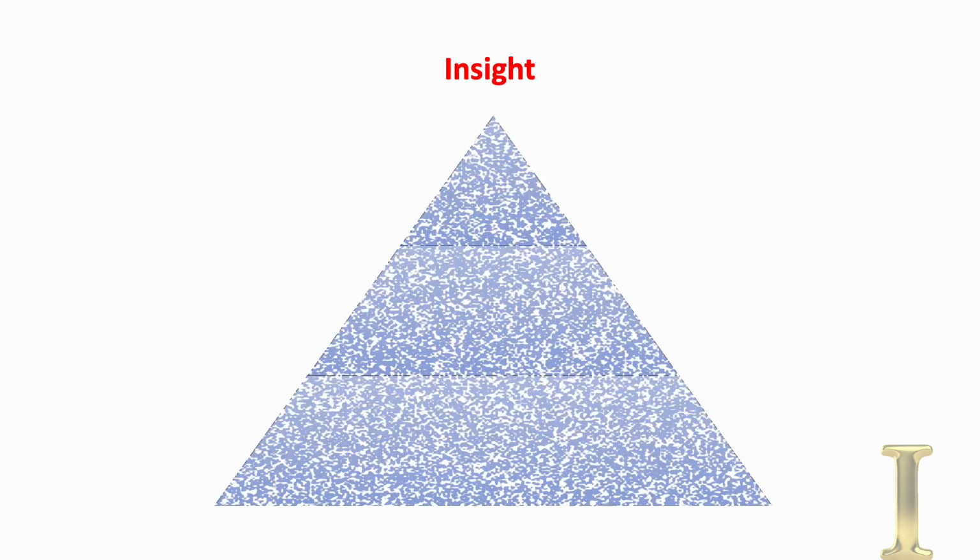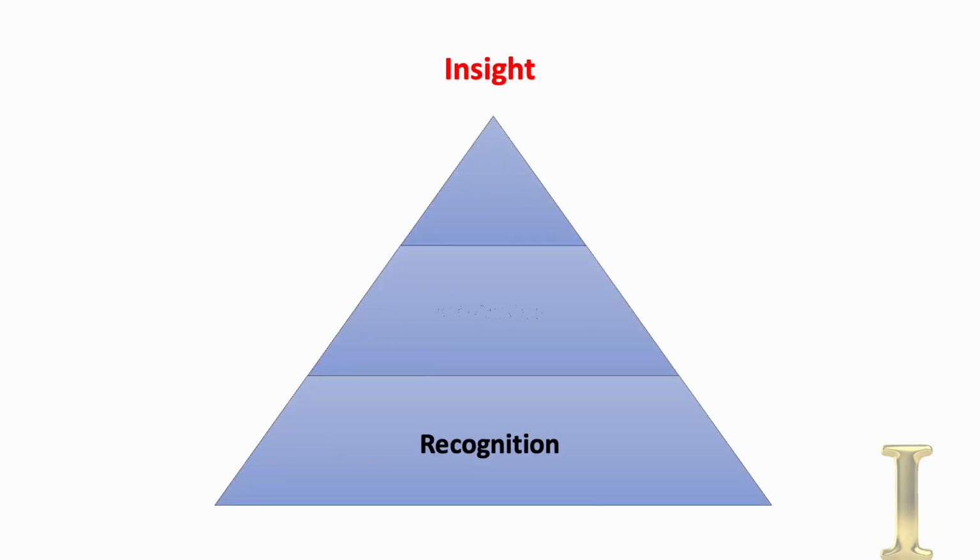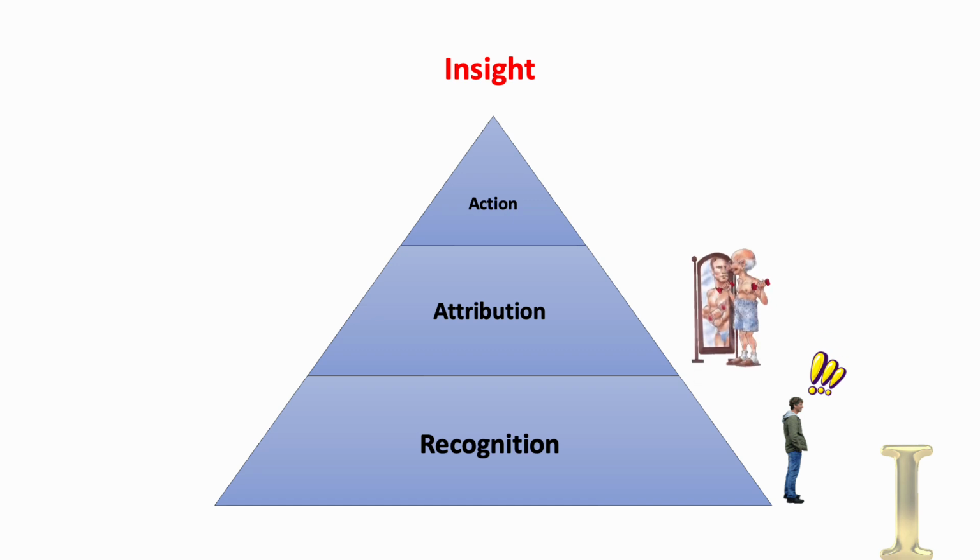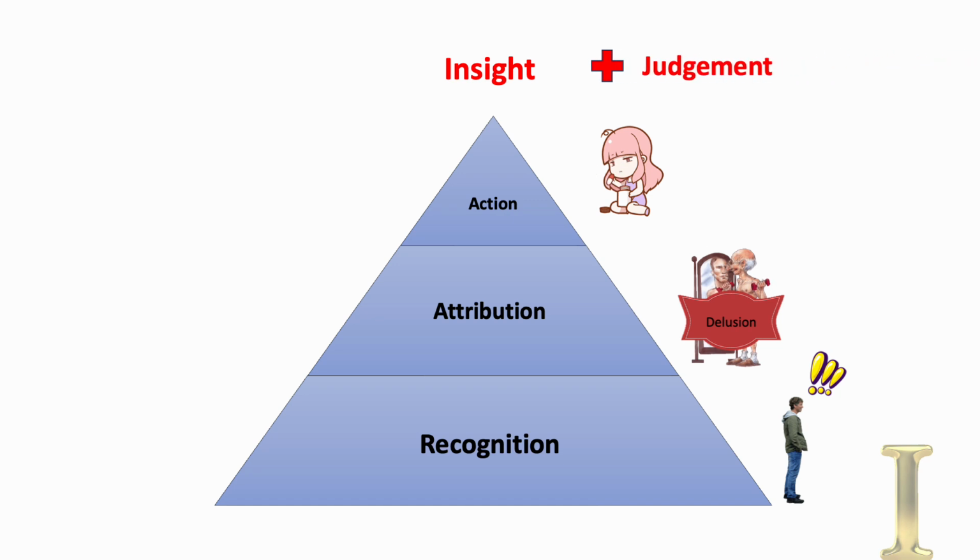Insight has 3 steps: recognition, attribution, and action. Recognition is the patient's awareness of the presence of the problem. Attribution is when the patient can label the problem correctly as pathological. Finally, when the patient accepts the need of treatment, the insight is complete. In addition to the insight, we assess judgment, which is the patient's capacity to make sound decisions like a rational person, comparing pros and cons of the options.